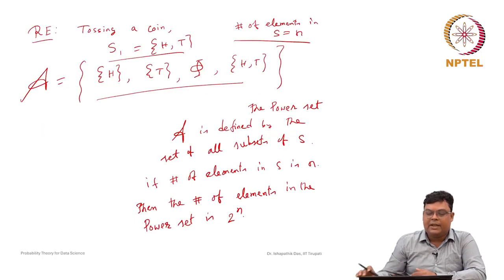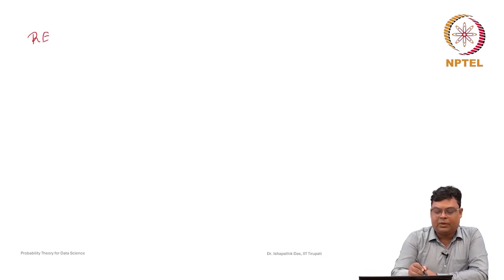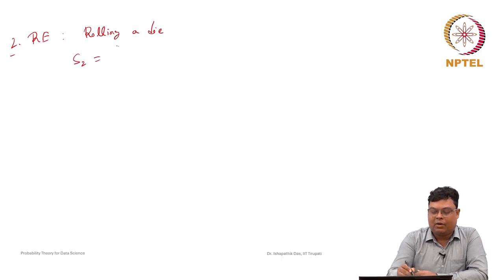An event is a subset of a sample space. So this is an event, and this is also an event. We say A is an event, and B is also a subset of the sample space, so it is an event. Let us discuss another example. The second random experiment is rolling a die. Then our sample space contains 1, 2, 3, 4, 5 and 6.